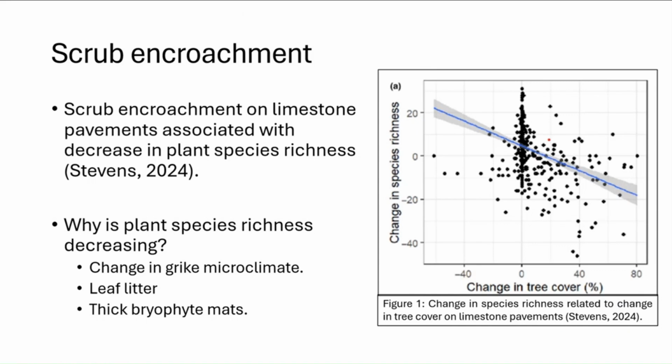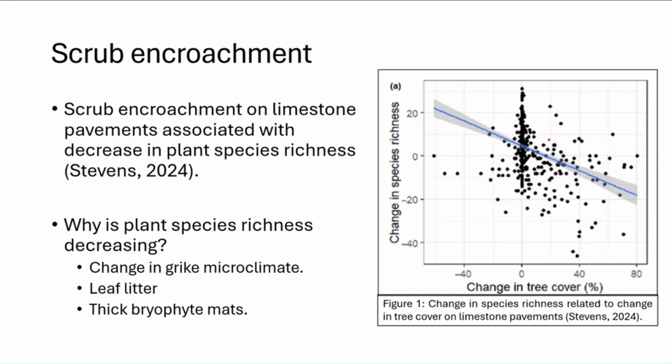So first, I'll just go into a bit of context. For those of you that were here at last year's conference, we talked a lot about scrub encroachment. Carly, a few years ago, redid the Warden Evans national survey, and one of the findings was that in some limestone pavements, particularly in Lancashire and Cumbria, there's been a big increase in tree cover. And where that has happened, there's also been a decrease in vascular plant species richness, which you can see in the figure on the right here.